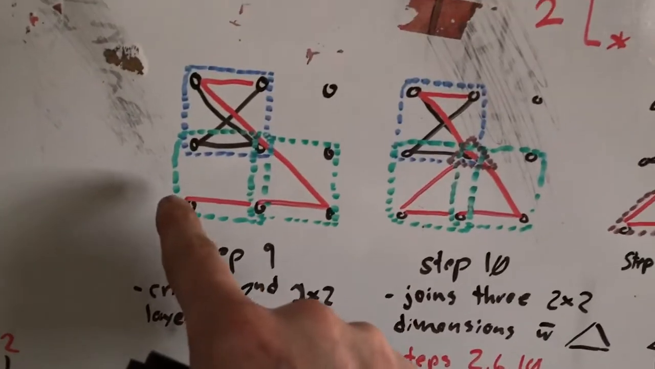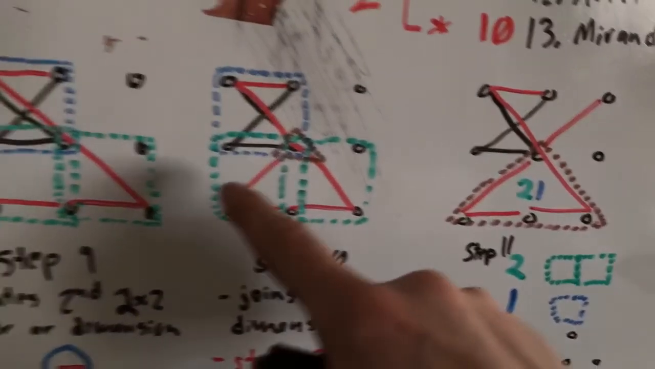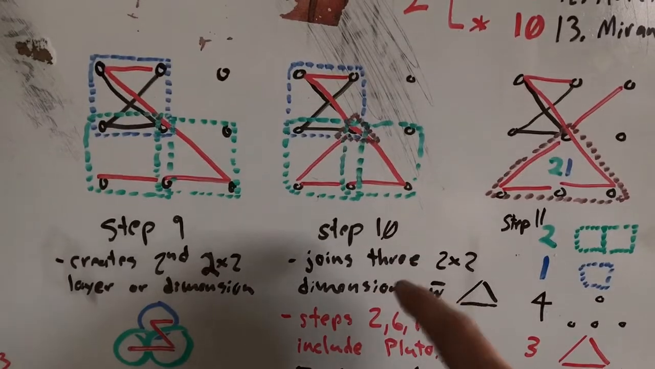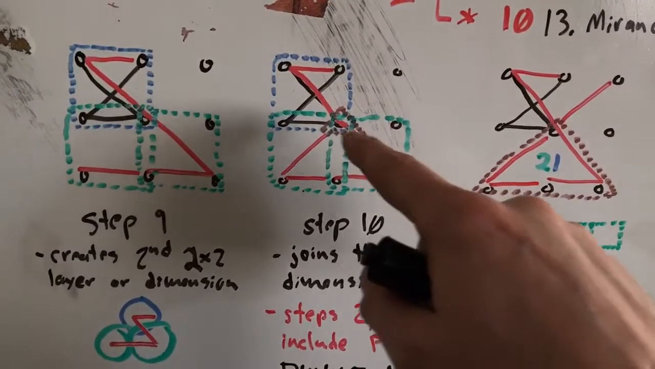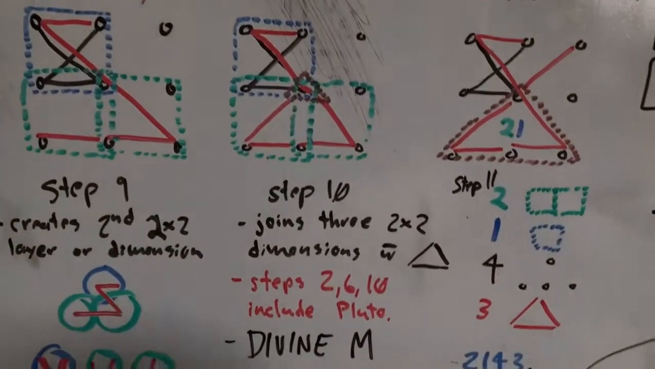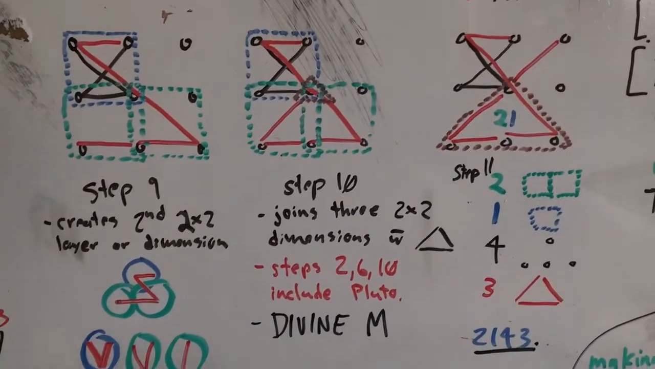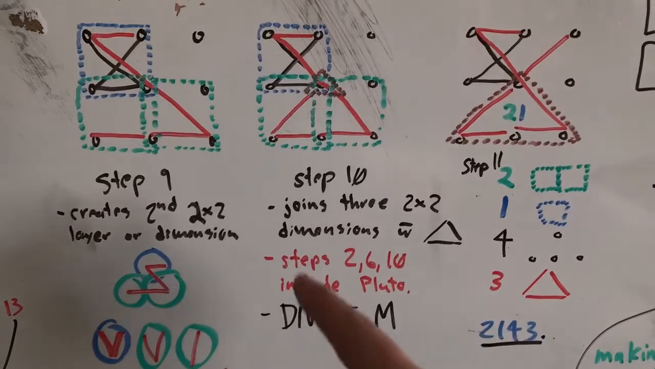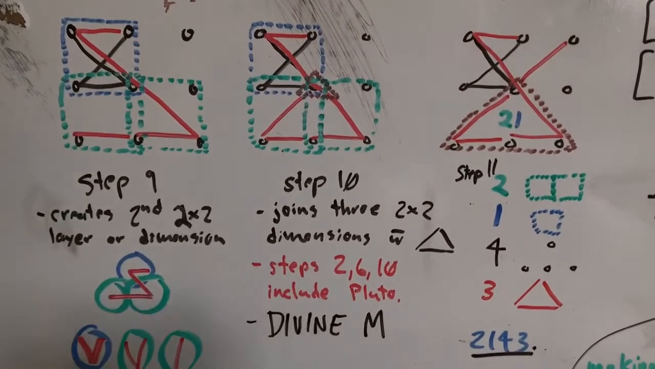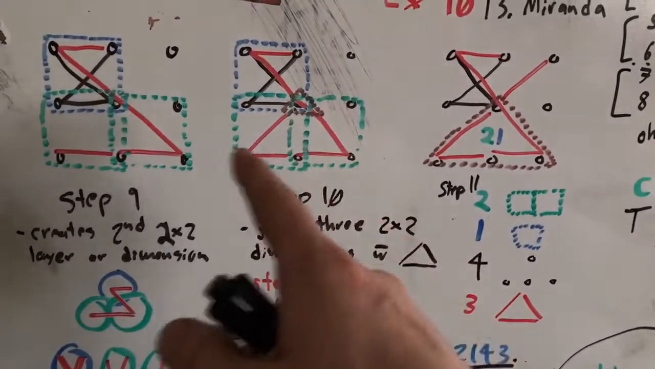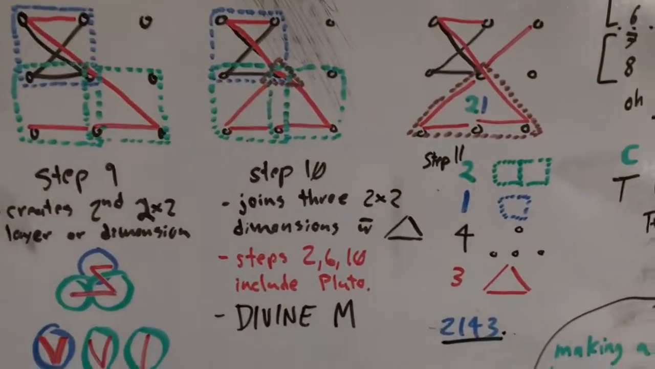So after you get here, you're going to come back to the middle. What you're actually doing is joining 3 2x2s, like a capstone of the pyramid. It joins 3 2x2 dimensions with a triangle. It's a 3x2 triangle, I should set that there. Anyways, steps 2, 6, and 10 include Pluto. It's creating the divine masculine, or your chevron penis.